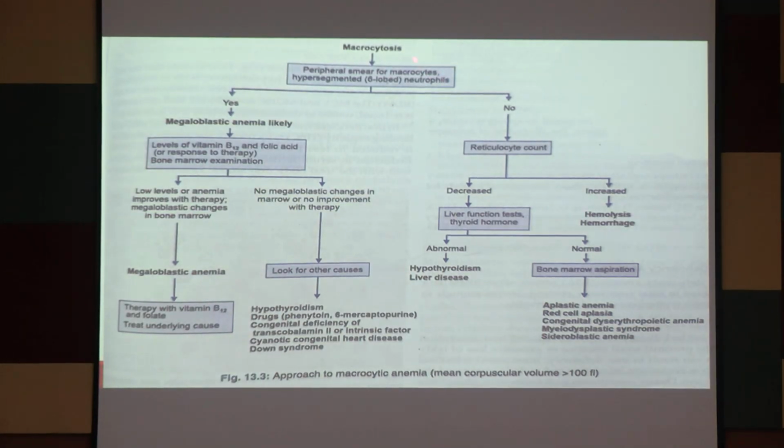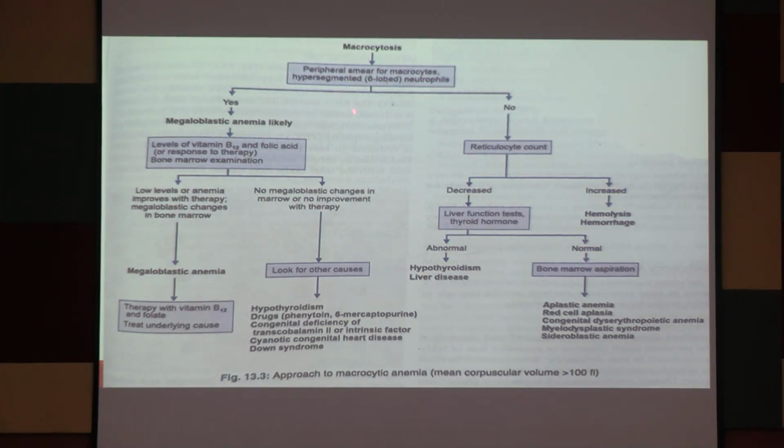Then macrocytosis. Macrocytosis, big RBCs you are finding in the peripheral blood smear, it is more than 100 femtoliter in volume. In peripheral smear, we are getting macrocytes, we get hypersegmented neutrophils, 6-lobed. Yes, megaloblastic anemia will be taught in the next class itself. There we will show the pictures of the peripheral blood smear. So yes, it is megaloblastic anemia in which the levels of vitamin B12 and folic acid will be low, and on bone marrow examination we will get megaloblastic changes.